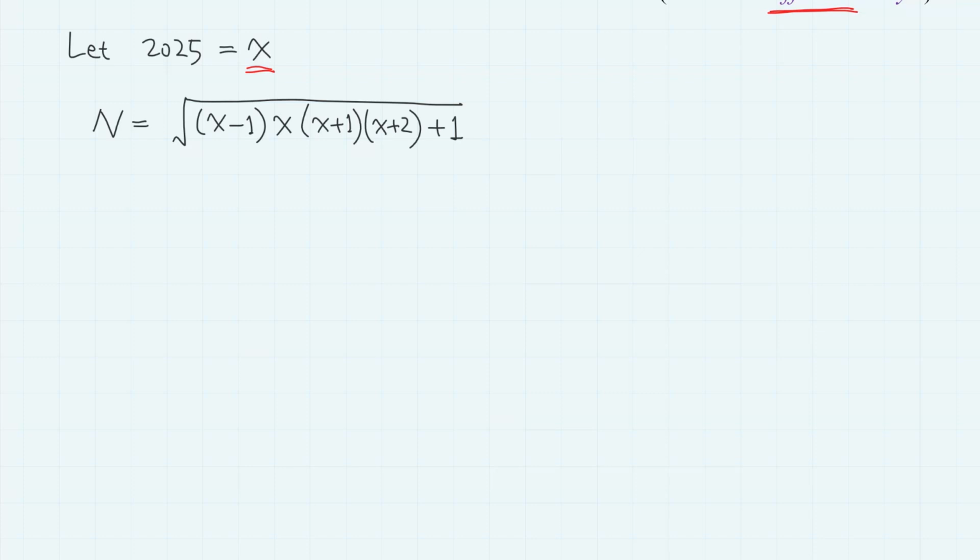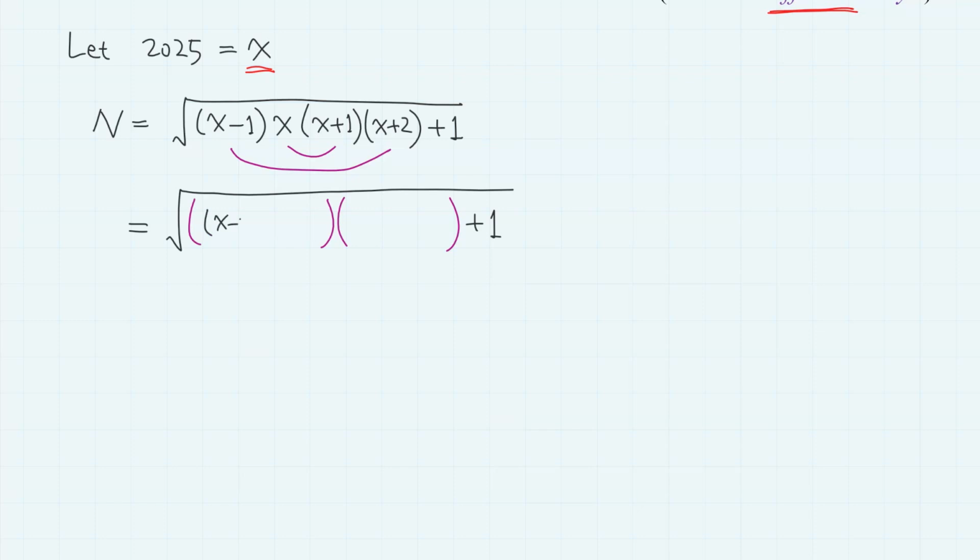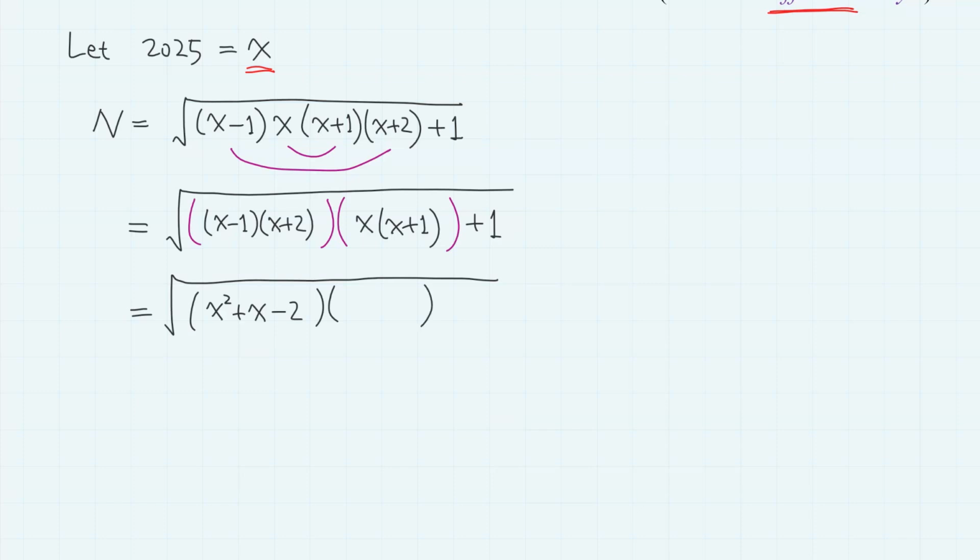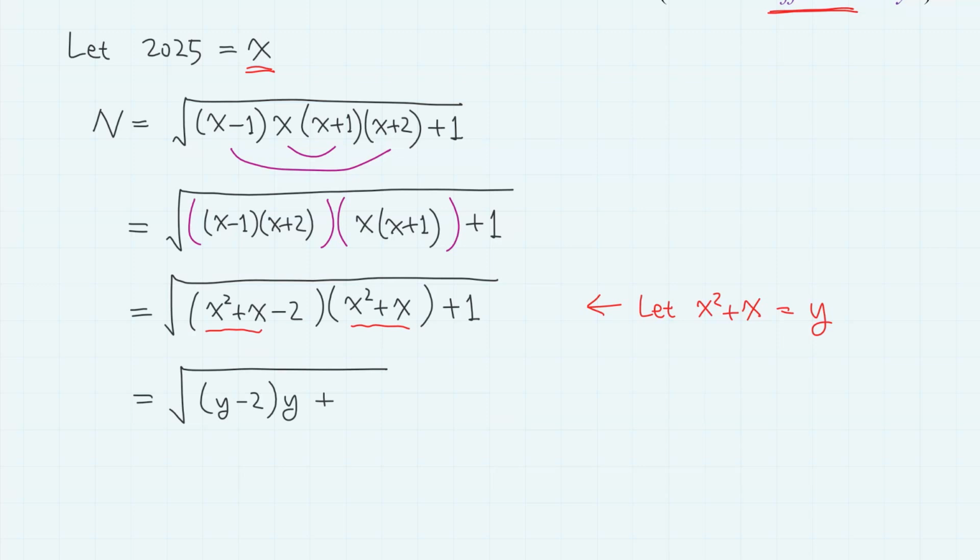Here, in order to expand smartly, we group the terms this way. So we multiply x minus 1 and x plus 2, and we multiply x and x plus 1. Then, x minus 1 times x plus 2 gives x squared plus x minus 2, and x times x plus 1 gives x squared plus x. Here we have the common part x squared plus x, and you can substitute this common part with another variable if you want to, for example, y. Then we have the square root of y minus 2 times y plus 1.